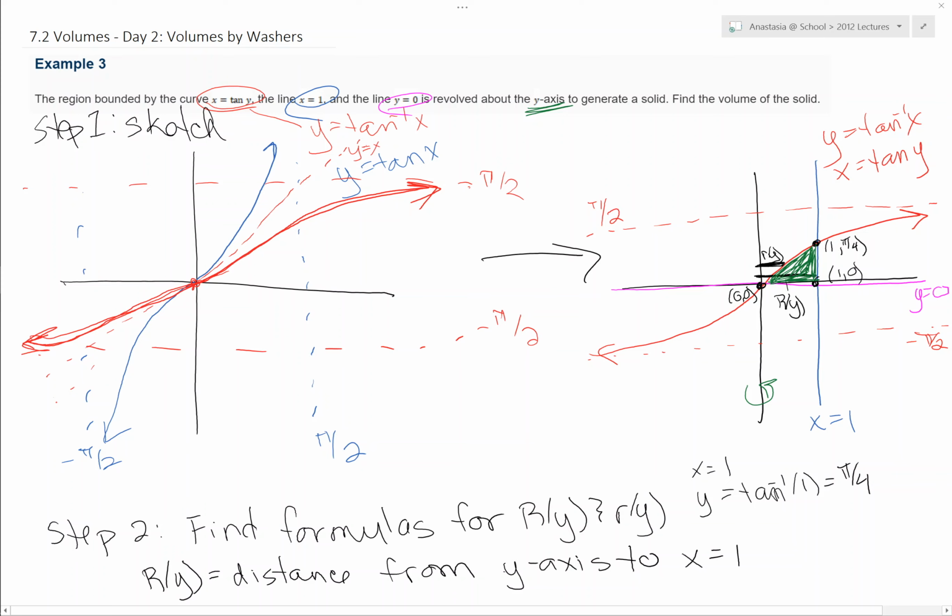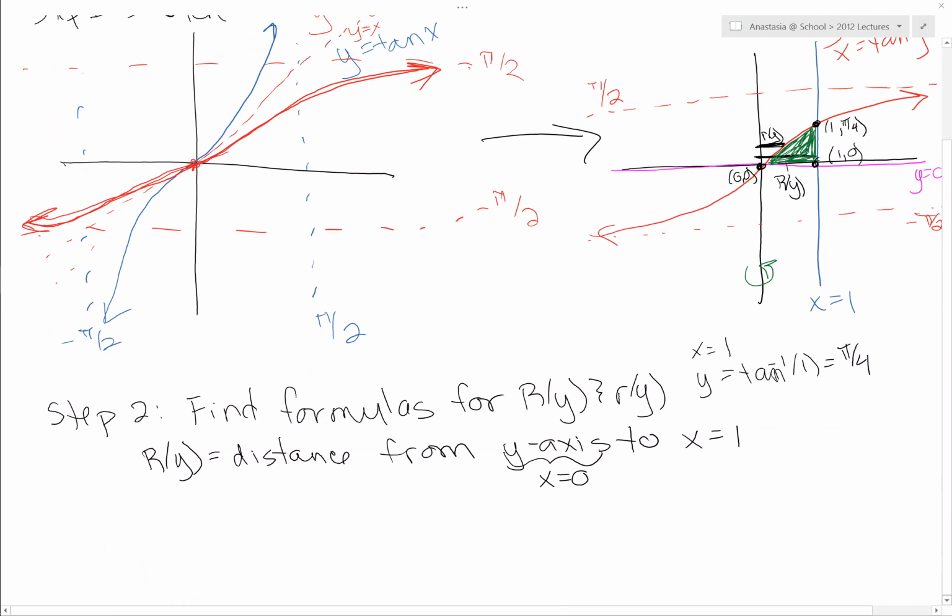Well, the y-axis corresponds to x being equal to 0. So we want the distance from x equals 0 to x equals 1. We're talking about a horizontal distance, so we're going to do right minus left. So we're going to have 1 minus 0, or just 1. So our outer radius in this case is the constant function 1.